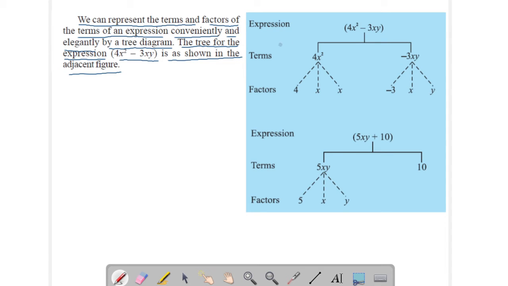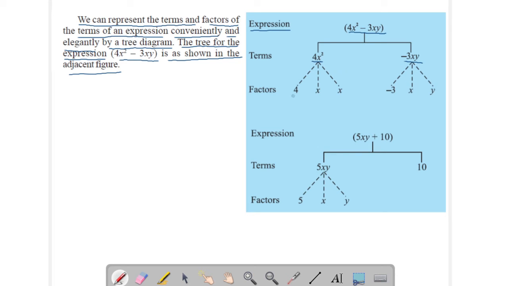See here in the figure, what is the expression? Expression is 4x square minus 3xy. Here what is term? Term is 4x square and minus 3xy. These are two terms. And what are the factors?